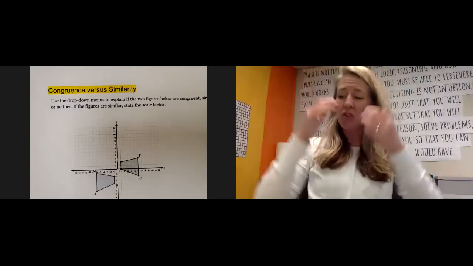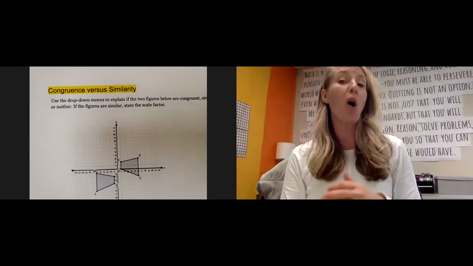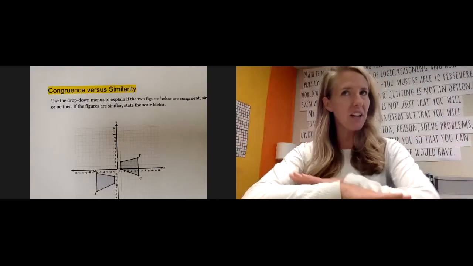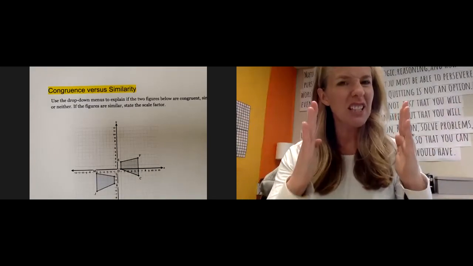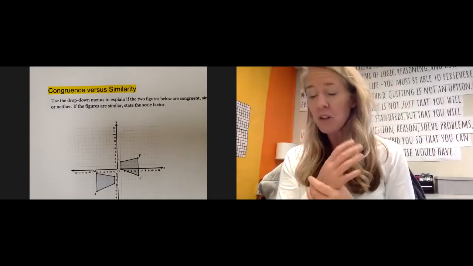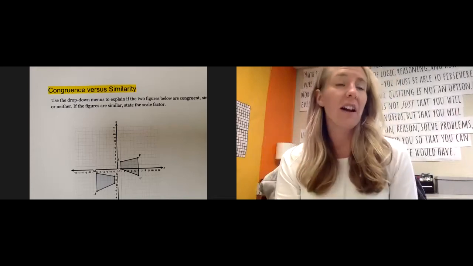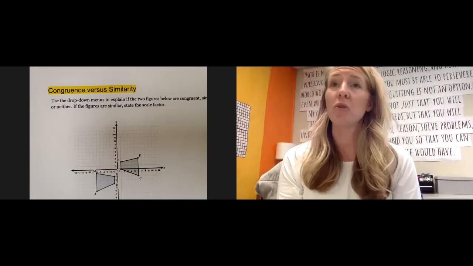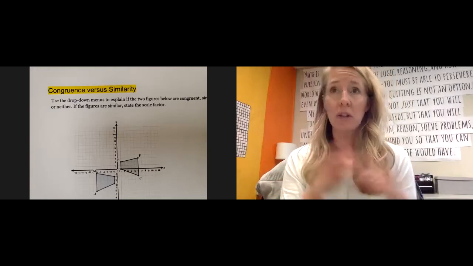And so when you're doing transformations, most of the transformations we do are rigid, which means they're going to be congruent. It's going to stay the same as much as possible. Similar is when we stretch or squeeze. And then they're just plain old straight up not congruent when they don't even have the same shape.